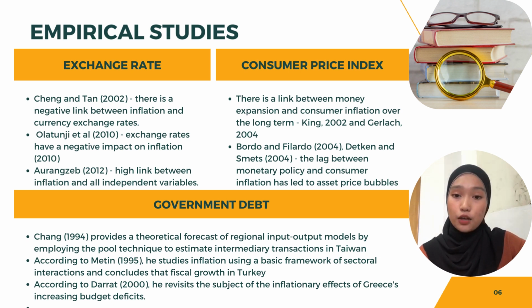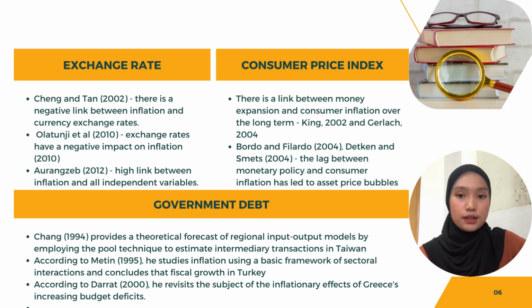government debt. According to Metin 1995, he studies inflation using a basic framework of sectoral interactions and concludes that fiscal growth in Turkey was a crucial influence in inflation. He believed that the surplus demand for money had a beneficial short-term effect on inflation.